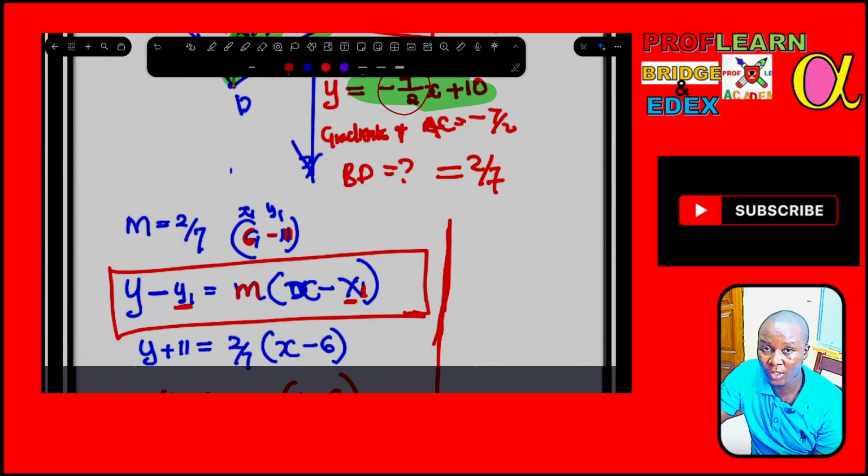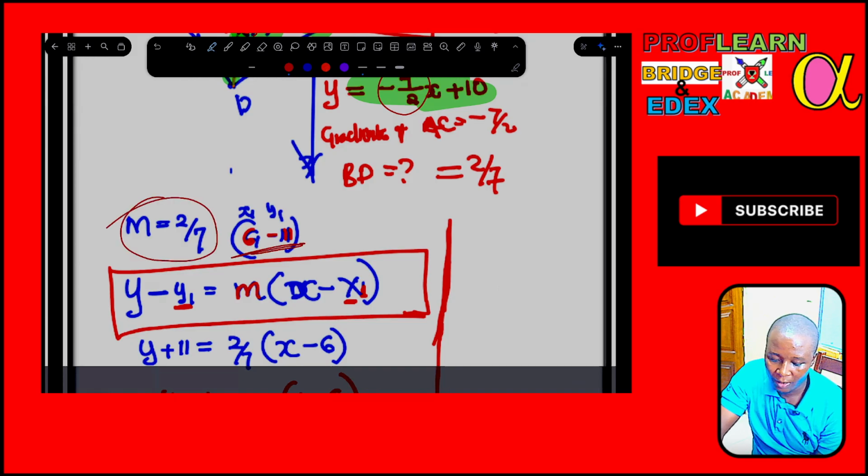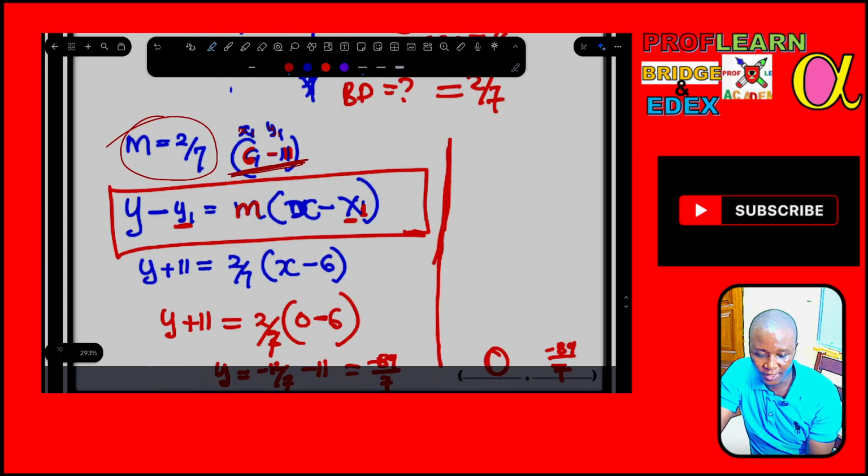This is a formula you can use to find the equation of any straight line whenever you have the gradient and one point where the line passes. So you take this point where the line passes, you call it x1 and y1. So you take the general point, y minus y1, whereby our y1 is -11. So 11 minus -11, you are going to get positive here. And m is the gradient, which is 2/7, so you say 2/7 into x minus 6.